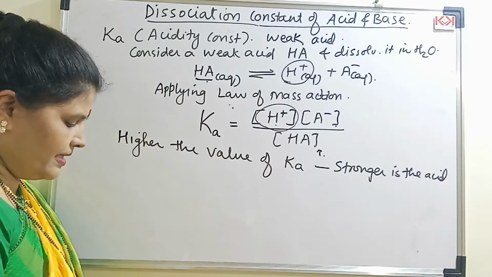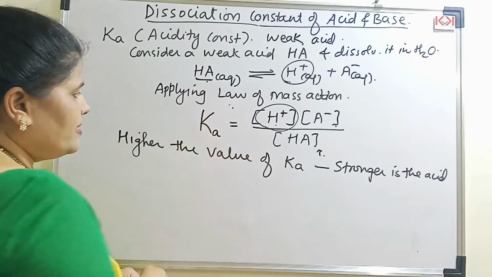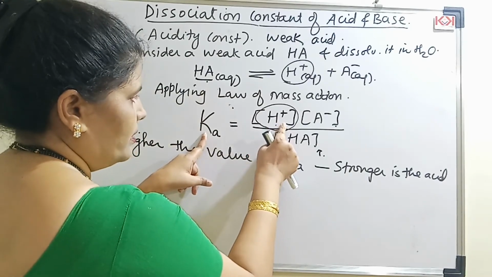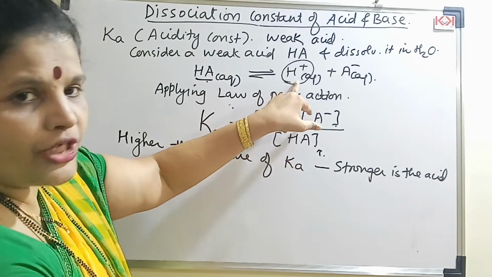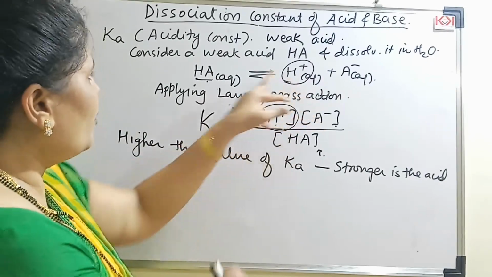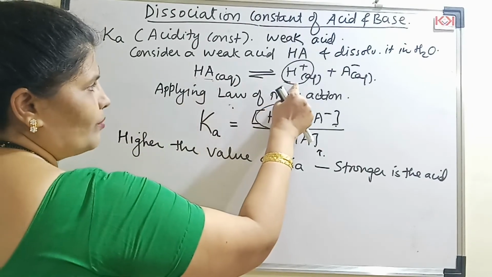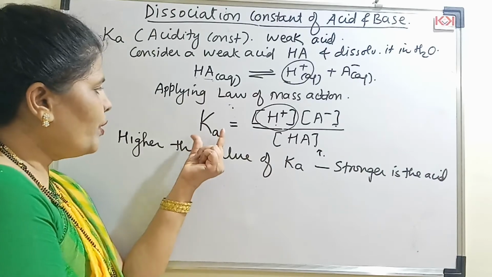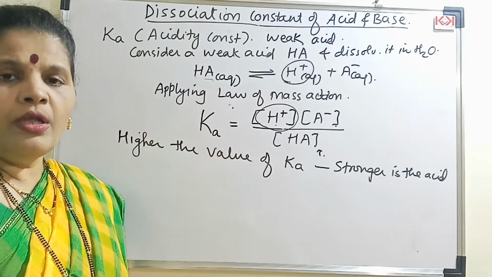Let me revise this again, students. This Ka value will be more if the concentration of the products is more. And when this concentration is more, it means more and more HA will dissociate, forming more and more H plus and A minus ions. So depending upon this Ka value, you can predict whether the acid is strong or weak.